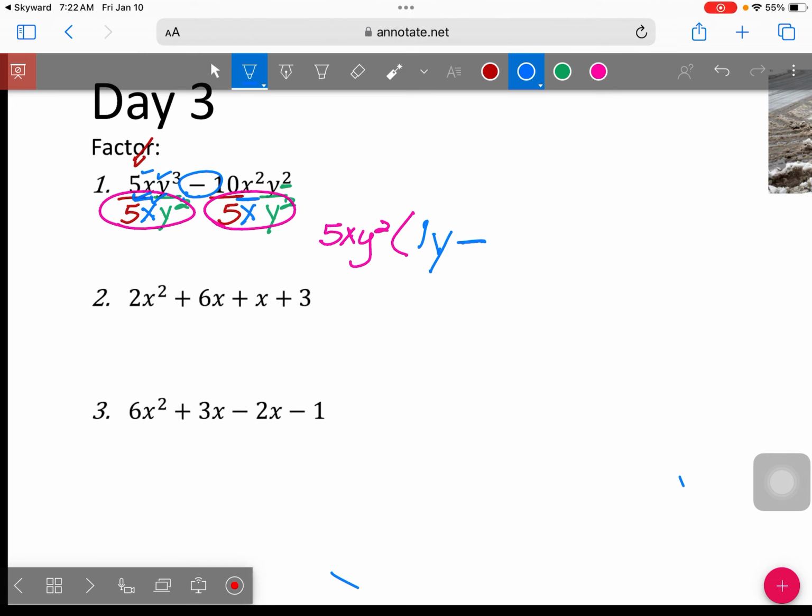Minus, we got to do a little division here. 10 divided by 5 is 2. X squared divided by x. How many x's do I have left? Come on, people. 1. Because there's 2 there. Here's 1 here. 2 minus 1 is 1. And y squared divided by y squared simplifies out. That's times 1. And that's going to be the same. So final answer, 5xy squared times quantity 1y minus 2x.